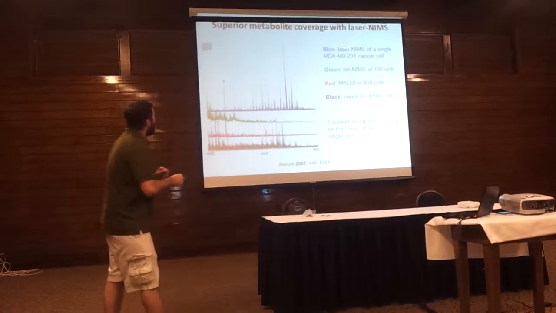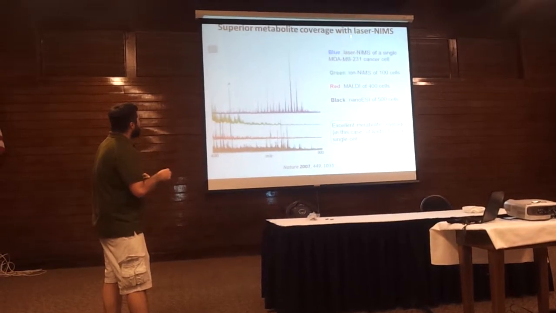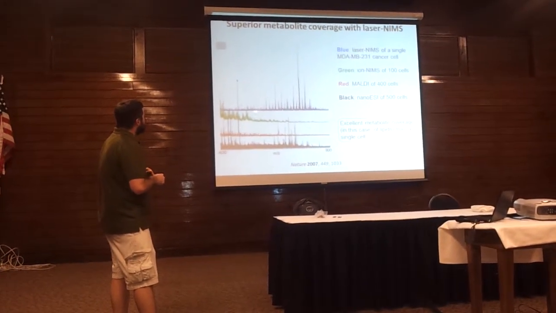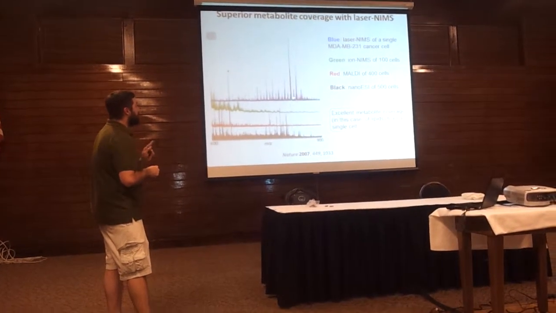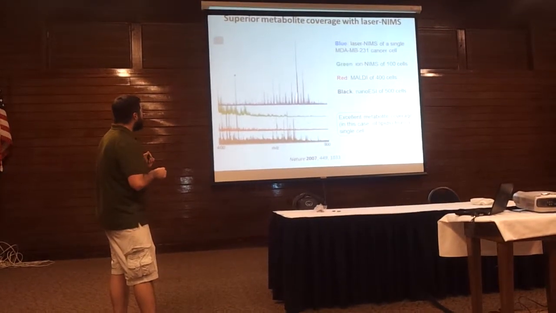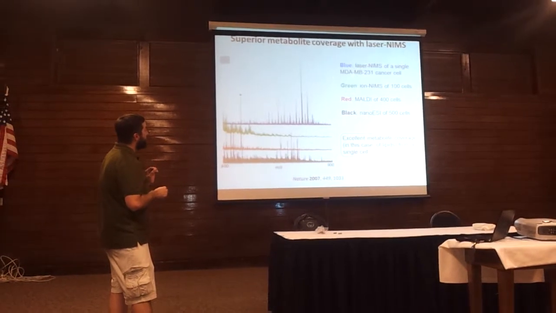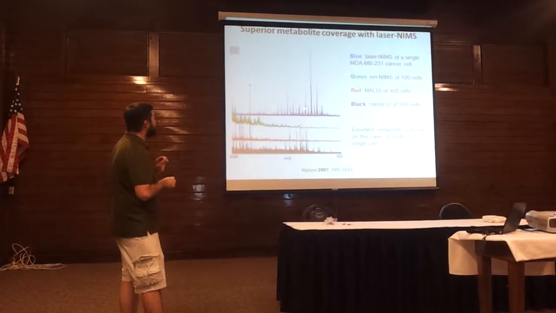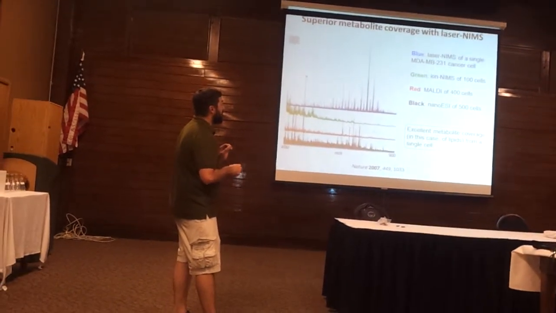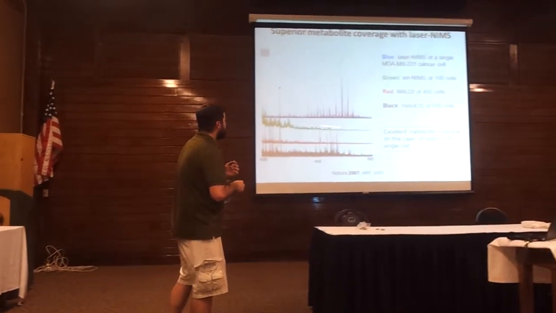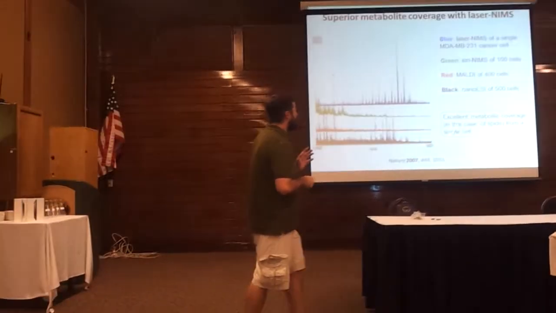Okay, good. So in this recent paper, using NIMS, they were actually able to do this. This is showing a mass chromatogram of a single cancer cell. So these are all different compounds that they can detect in a single cancer cell. And they're just comparing this NIMS technique to other techniques where hundreds of cells were pooled together. So you can see there's actually excellent metabolite coverage.